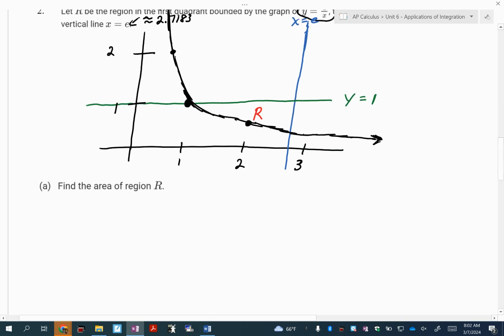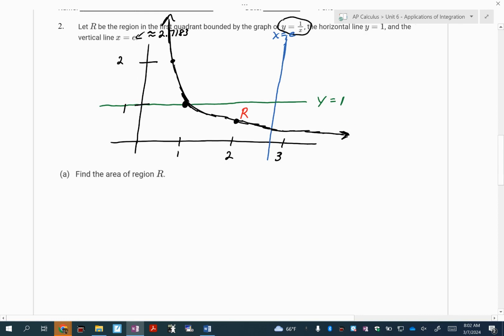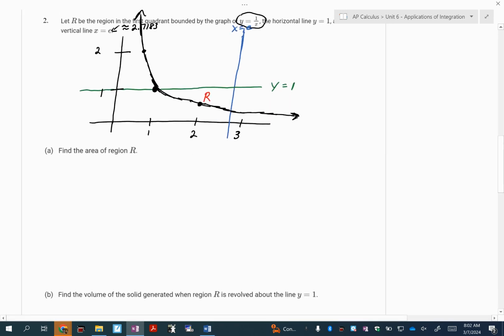So it says to find the area of that region. When you find the area in a standard problem like this, you're always trying to find the integral of the top function minus the bottom function. I'm thinking about my x values here. We're starting at x equals 1, and going to x equals e. So that's the integral from 1 to e of my top function, y equals 1, minus my bottom function, 1 over x. This is the integral that I'll be evaluating.